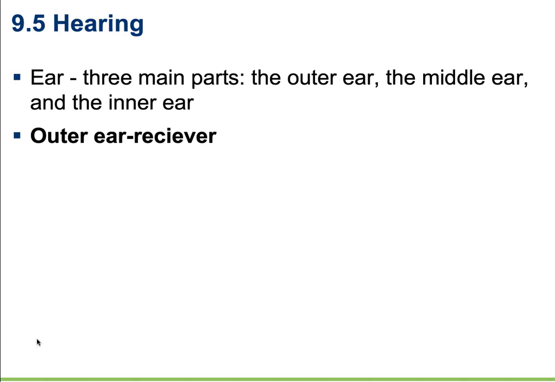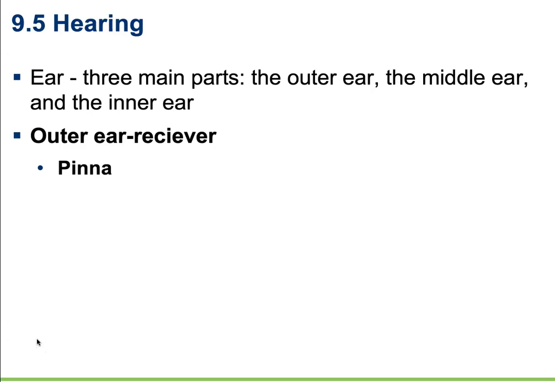The ear is going to contain three main parts: the outer ear, middle ear, and inner ear. The outer ear is going to function as our receiver. It's going to gather all of the sound waves and funnel them into our sensory systems. This portion is made up of the pinna and external auditory canal.